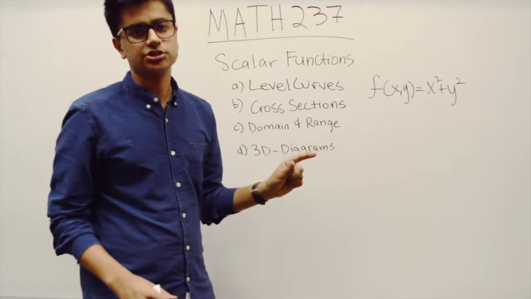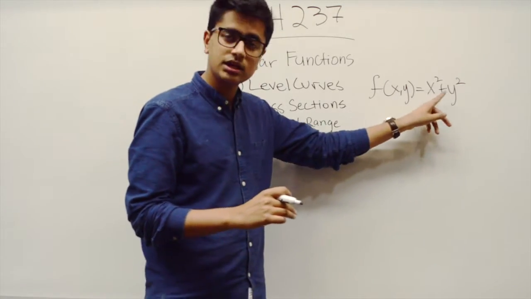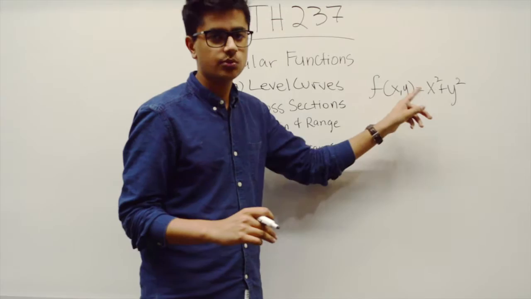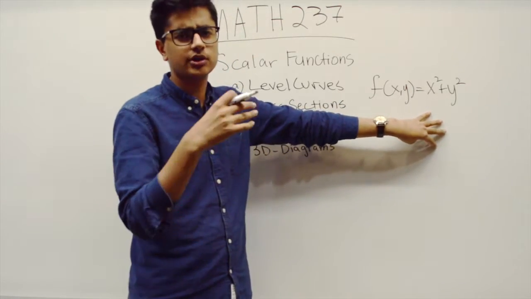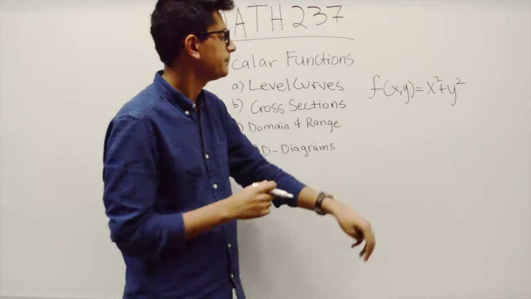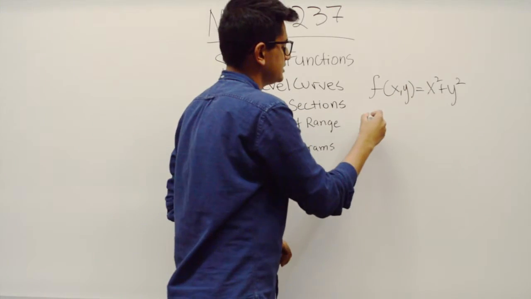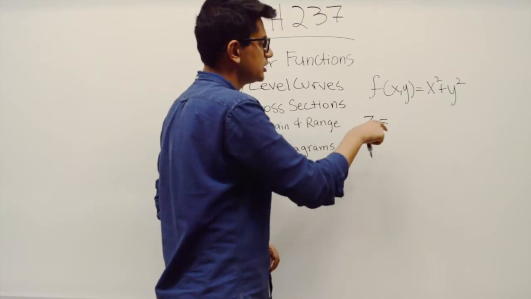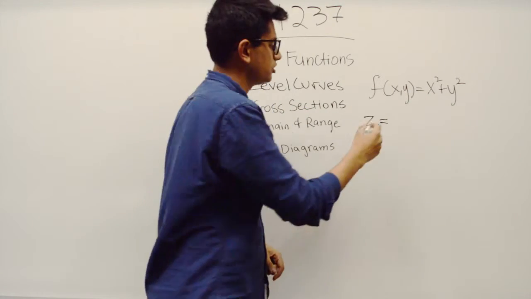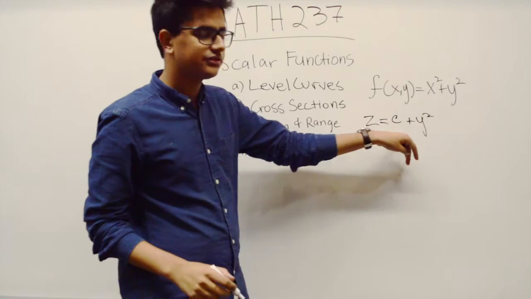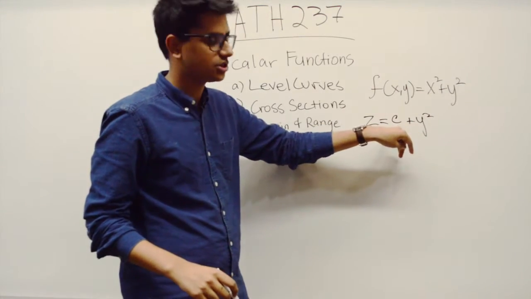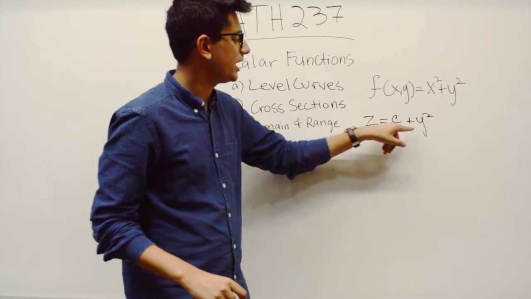Next is cross sections, which is the idea that you take one of the two variables, either x or y, one at a time, and you set them to a constant. Just treat them like an arbitrary constant, not a variable. So let's say z, which is f of x, y, equals, I hold x as a constant, let's call it c, plus y squared. This is now a function of one variable because x is a constant, and you graph this in the yz plane.